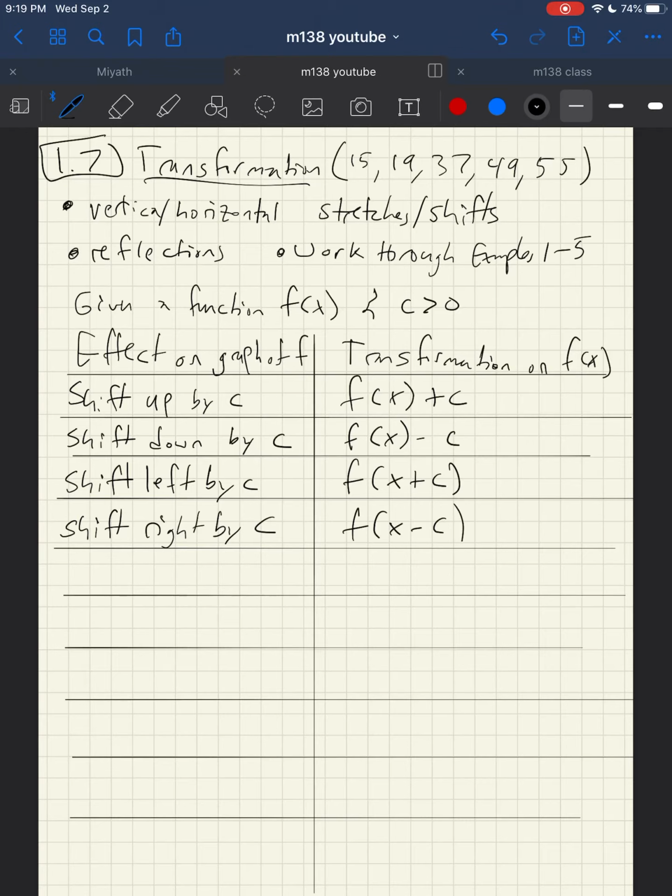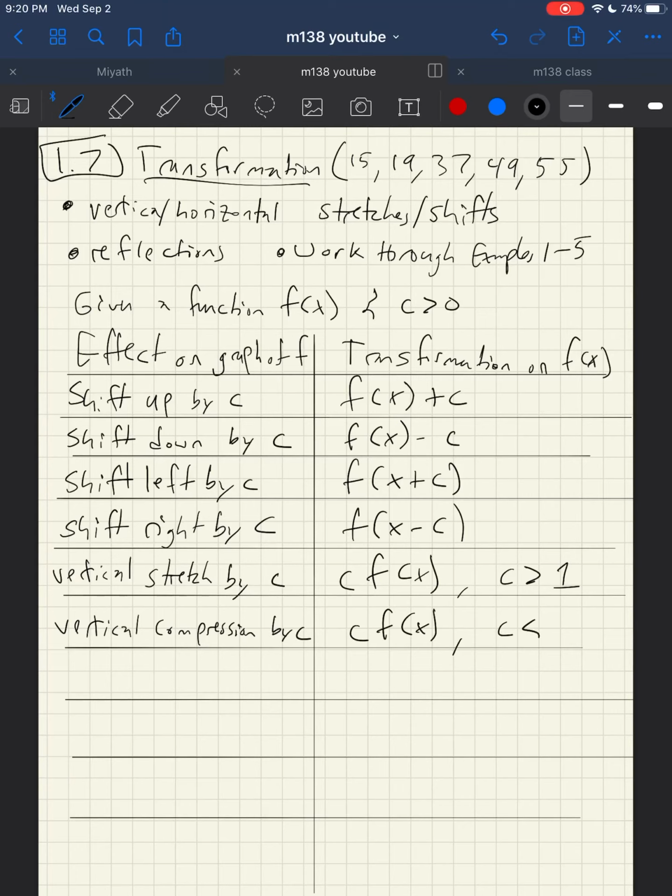Now, if we do a vertical stretch by c, that is going to be c f of x with c greater than 1. C is definitely greater than 0, as I defined it, but if it's a stretch, c is going to be greater than 1. Now, if we do a vertical compression by c, we're going to do c f of x, but here c is less than 1. We already said c was positive, so let me emphasize this by saying c is between 0 and 1.